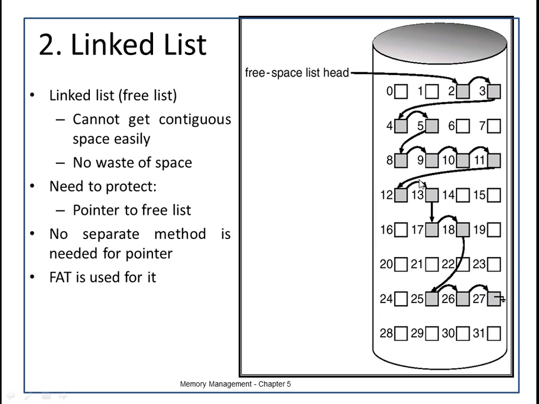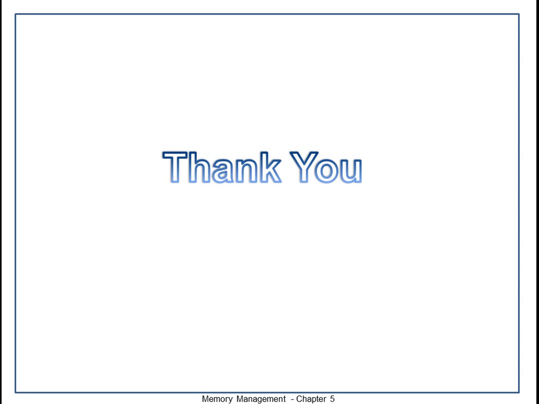With this linked list implementation we cannot get contiguous space easily, but there is no waste of space. The problem is that if any pointer gets lost, at that time this linked list strategy is not good. No separate method is needed for the pointers, and FAT is used for implementing this linked list. So this is all about swapping and free space management techniques.